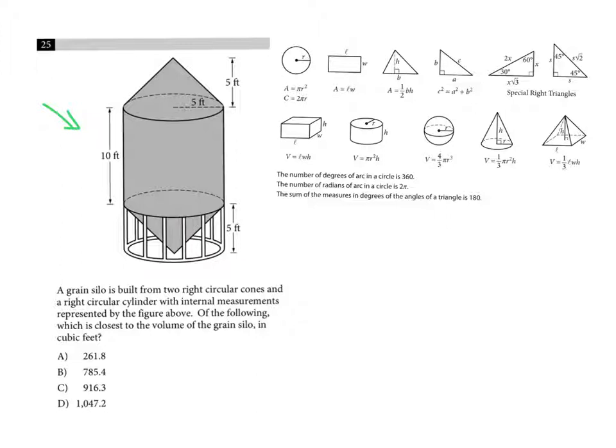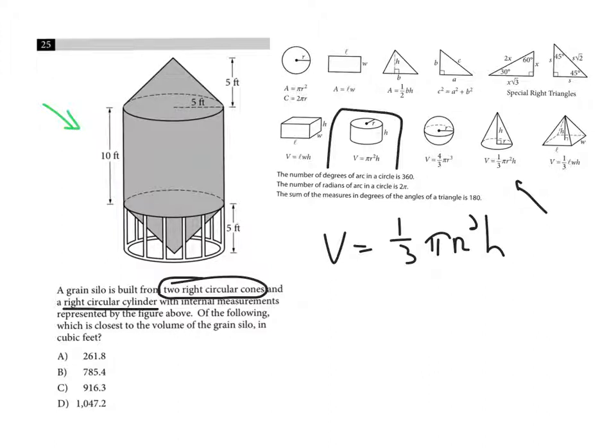Well, basically they're telling you that you have 2 right circular cones. So the formula for volume for a right circular cone is volume equals 1/3 pi r squared h. And they tell you there's a right circular cylinder, so that formula is pi r squared h. So what we're going to do is basically just find the volume of each of the pieces and then add them up.